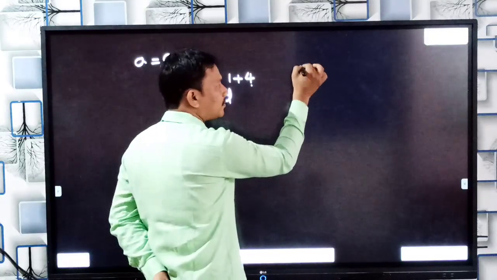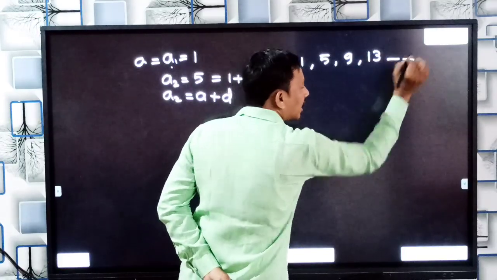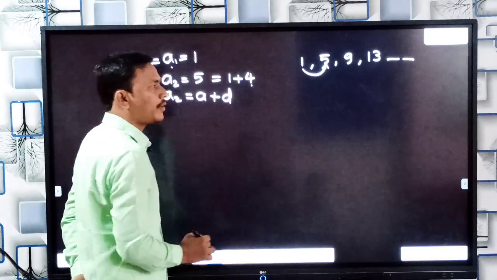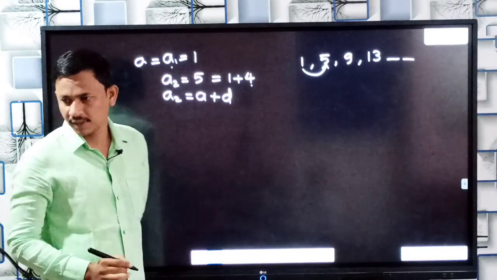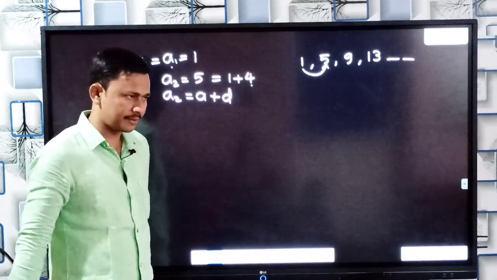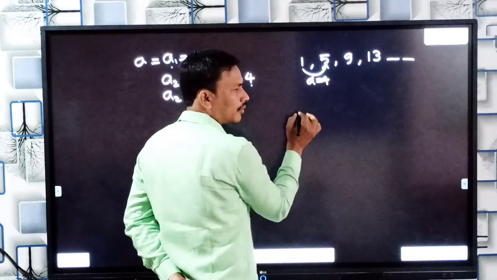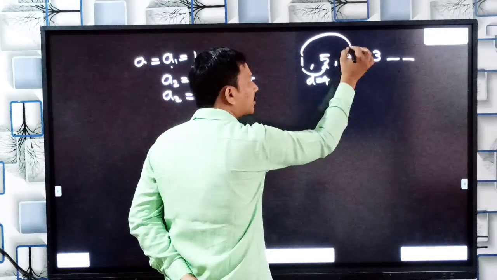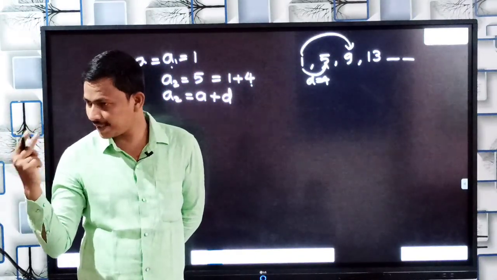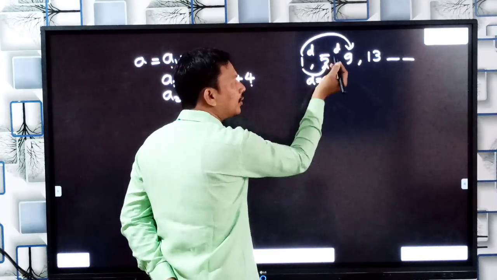Correct? The first number is 1, second number is 5, third number is 9, fourth number is 13, and so on. To get the second number, what we need to add to the first number? D, the common difference. What is the difference here? 4. D is equal to 4. To get from the first number to the third number, what we need to add? 2D. Adding D 2 times. From here to here one D, and here another D. That becomes 2D.